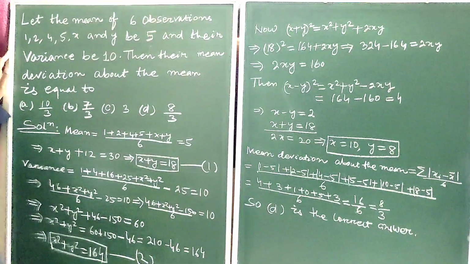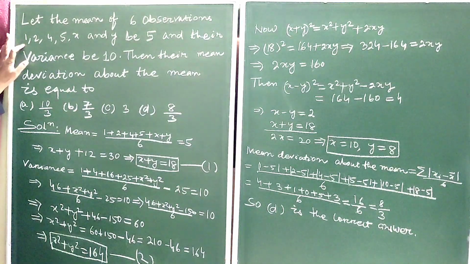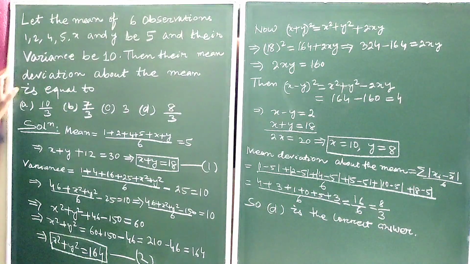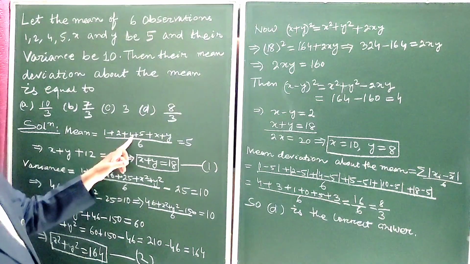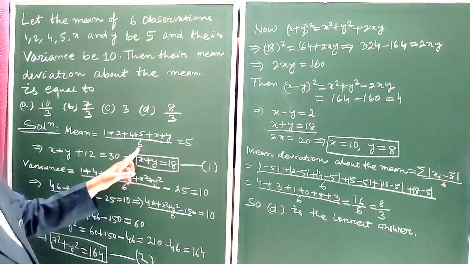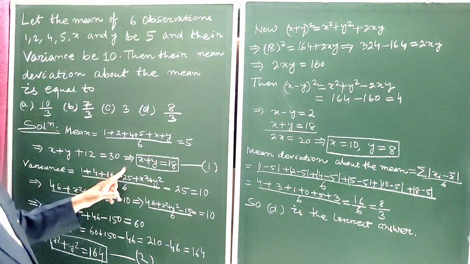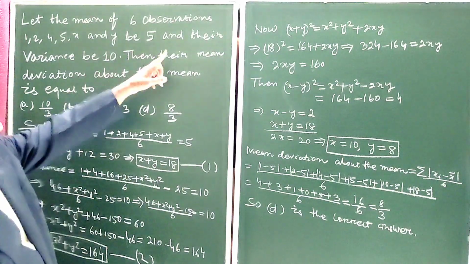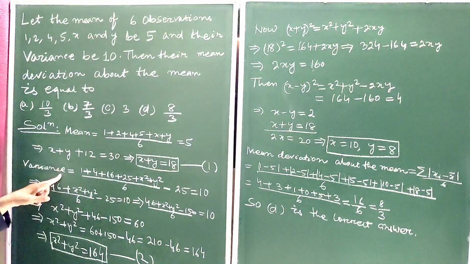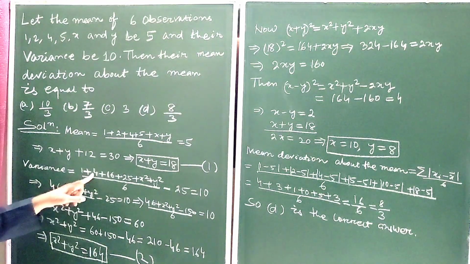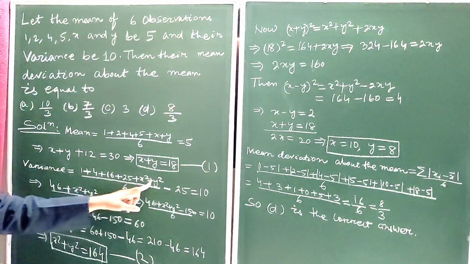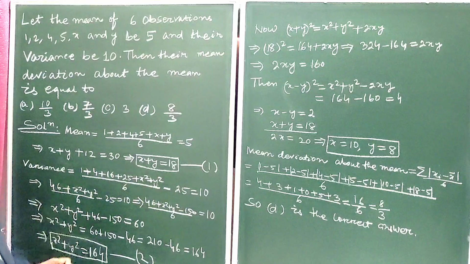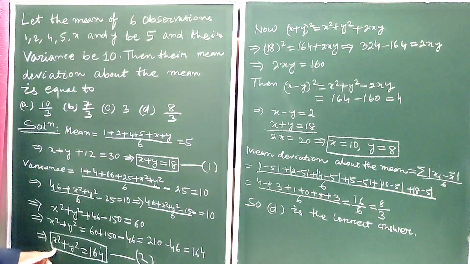Here the question is about 6 observations 1, 2, 4, 5, x and y, and their mean is given as 5. So mean is equal to (1 + 2 + 4 + 5 + x + y) divided by 6, equal to 5. On simplification we get x plus y is equal to 18. Again it is given their variance is equal to 10. So variance is equal to (1 plus 4 plus 16 plus 25 plus x square plus y square) divided by 6 minus 25 is equal to 10. On simplification we get x square plus y square is equal to 164.